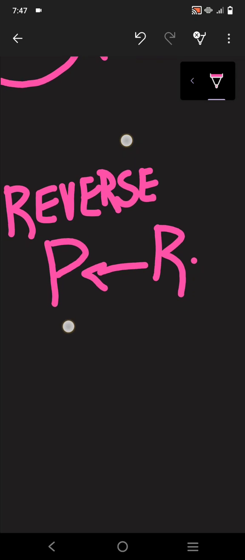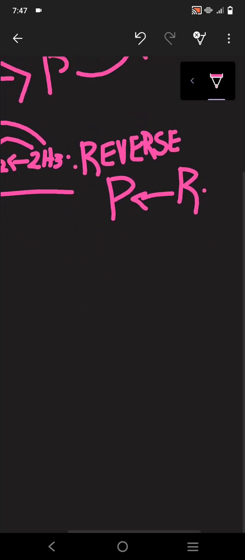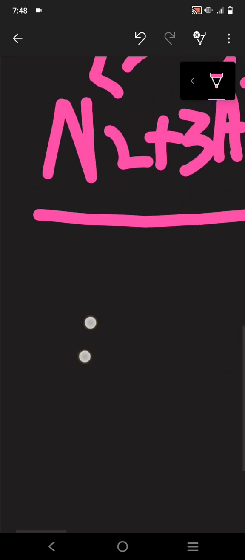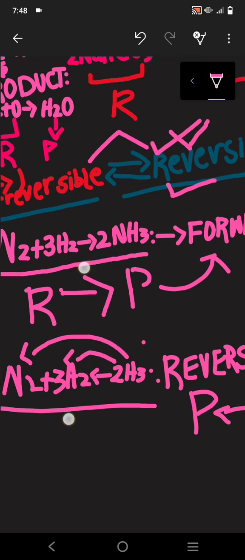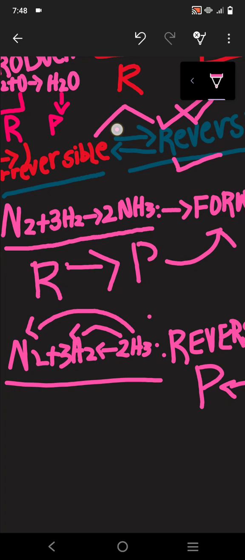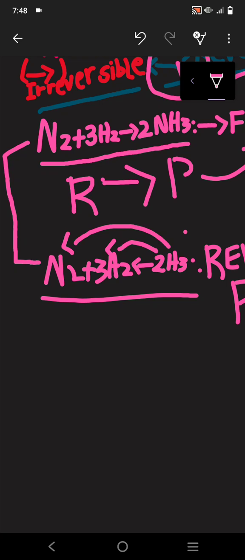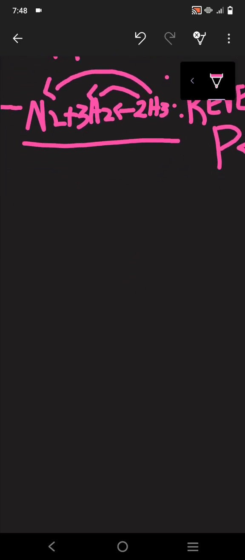Now when both reactions are written as a reversible reaction, we know that these are the types of the reversible reaction. I told you that a reversible reaction is always written like this. Here this double headed arrow shows that it is doing the forward reaction, and this shows that it is doing the reverse reaction. So when both of the reactions are written together as a reversible reaction, they are represented like this.